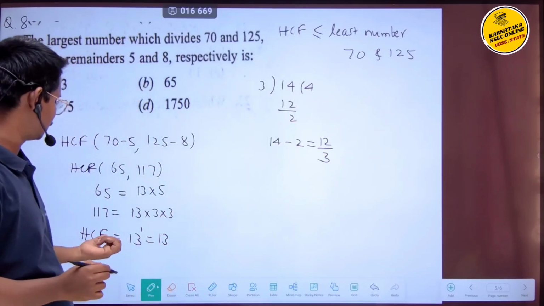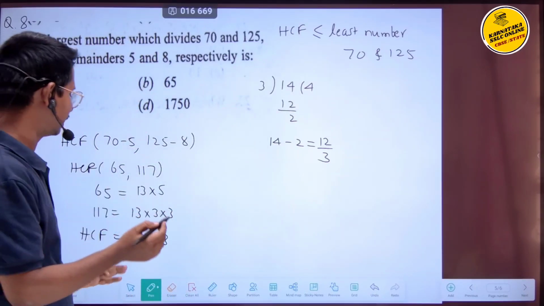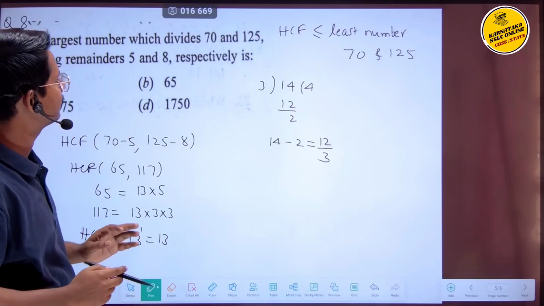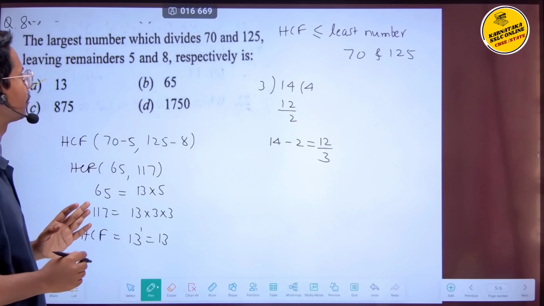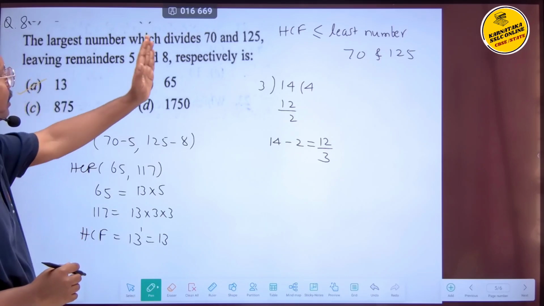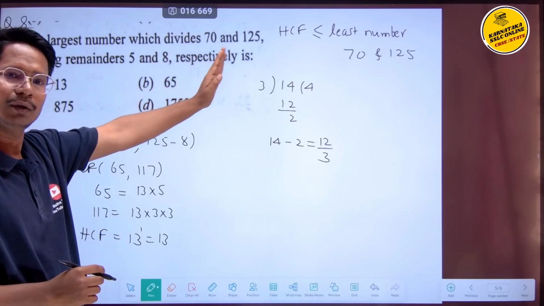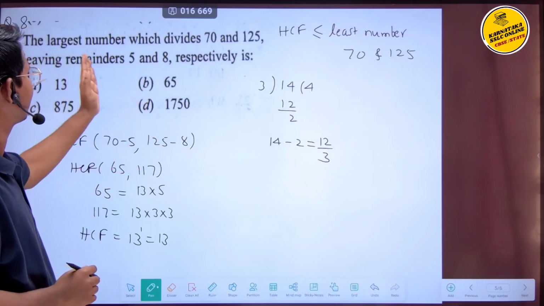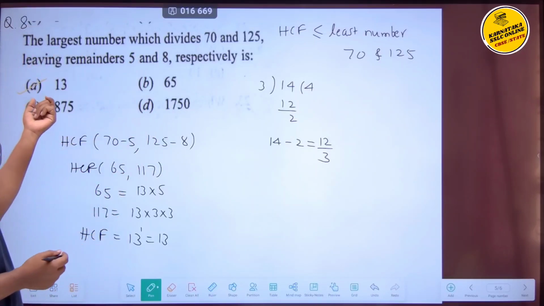So here the HCF is 13, so the option is A. And even you can think with respect to the options, how? They are saying these two numbers are divisible by any one of the numbers from the options with the remainders 5 and 8. So you can go with option A.